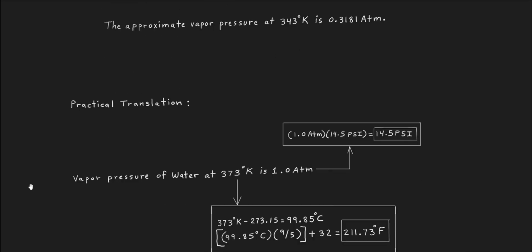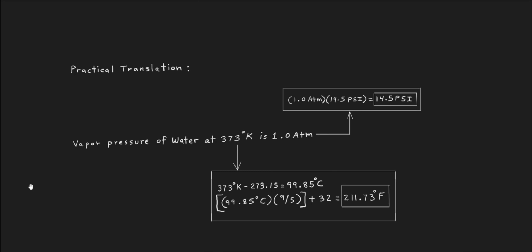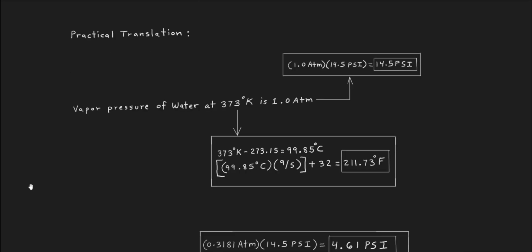So the practical translation set up with respect to the US imperial system of measure is the 1.0 atms times the atmospheric pressure. So at 373 degrees Kelvin, the vapor pressure of the water is 14.5 psi, and the 373 degrees Kelvin is converted to Celsius. We subtract 273.15, and then we convert the Celsius value into Fahrenheit, so 99.85 times 9/5 plus 32, 211.73 degrees Fahrenheit.